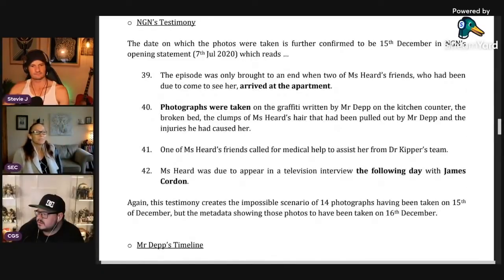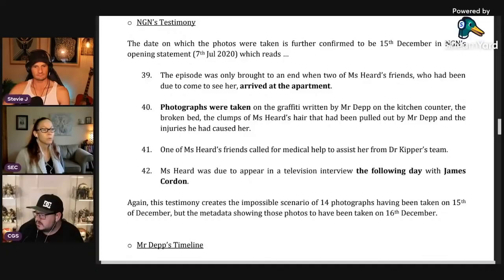NGN's testimony. The date on which the photos were taken is further confirmed to be 15th of December in NGN's opening statement, which reads, the episode was only brought to an end when two of Miss Heard's friends who had been due to come in to see her arrived at the apartment.